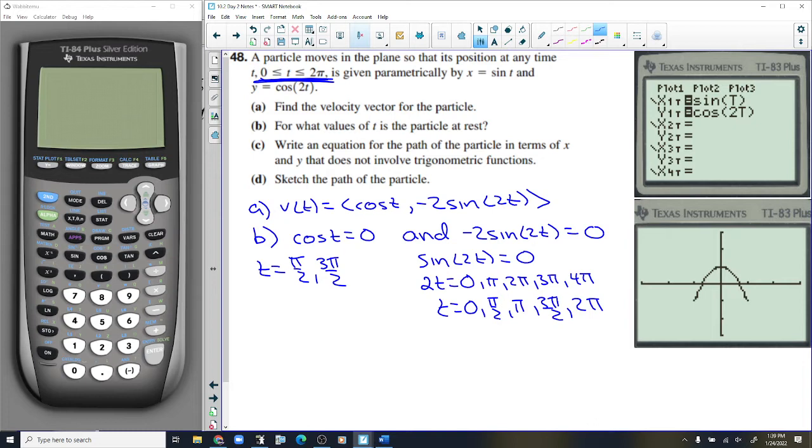So both of these values show up on both lists. So the particle is at rest at pi over 2 and 3 pi over 2. Both of the coordinates are 0 for the velocity. They both have to be 0. That's the whole point of that one.